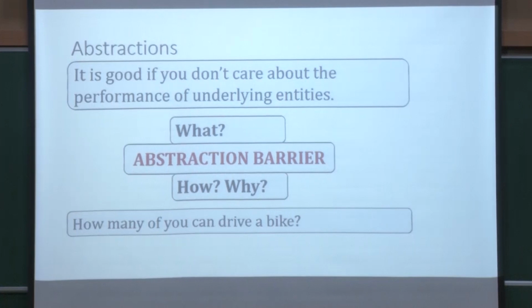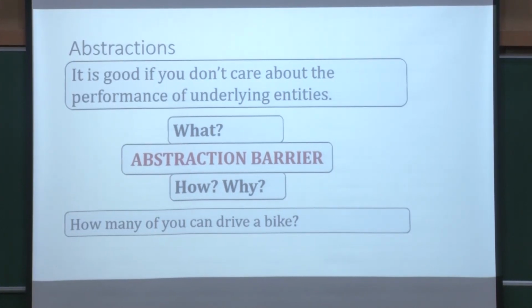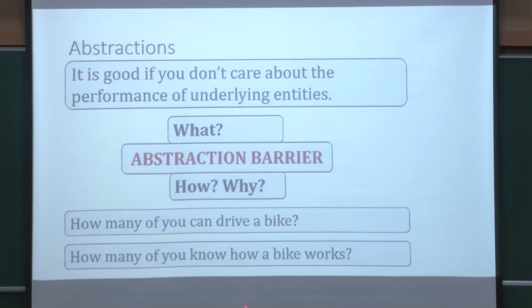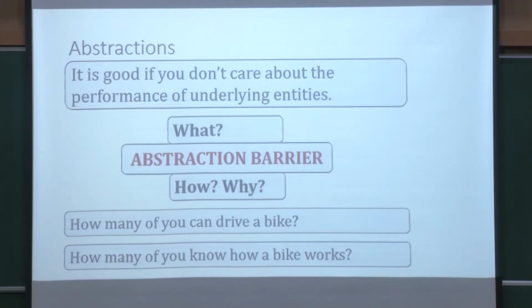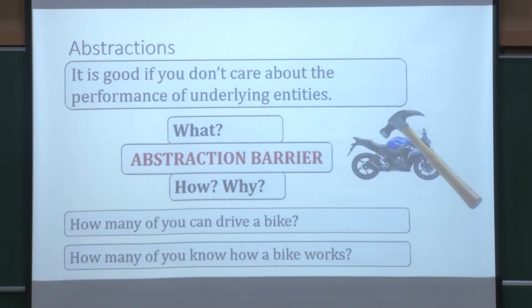So the simple question: how many of you can drive a bike? That's the abstraction layer question. And how many of you know how a bike works? That's where the details come in, right? Most of the time, we don't go into the details. We just know this is how we can drive a bike. So the goal is to break the abstraction layers through the next 5 days and try to understand more and more about the systems, not only architecture, but the interface with operating systems, compilers, programming languages, parallel programming, storage, and whatnot.